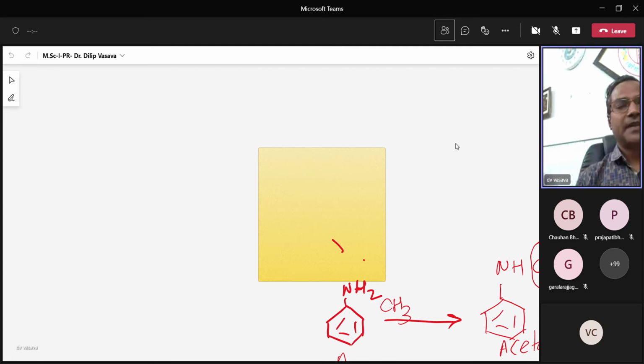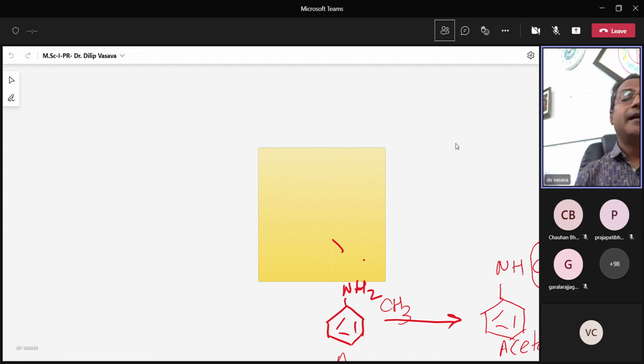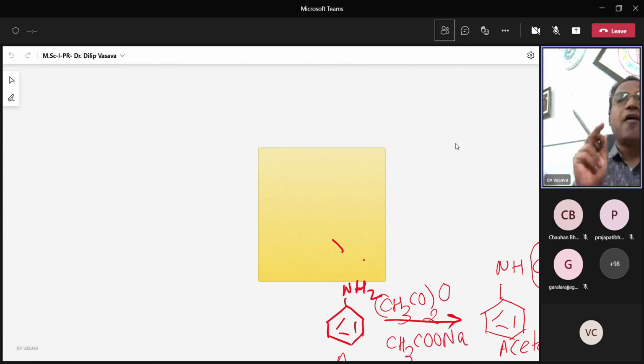But in this case, it is advisable to use sodium acetate in presence of the aniline and acetic anhydride to protect against oxidation of the aniline.